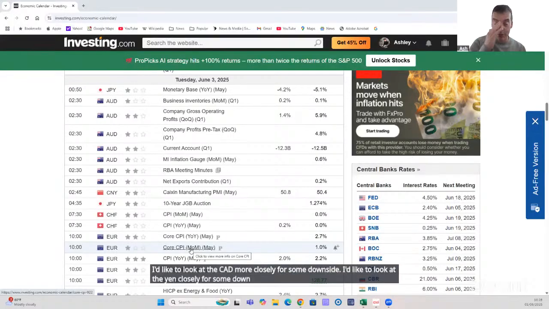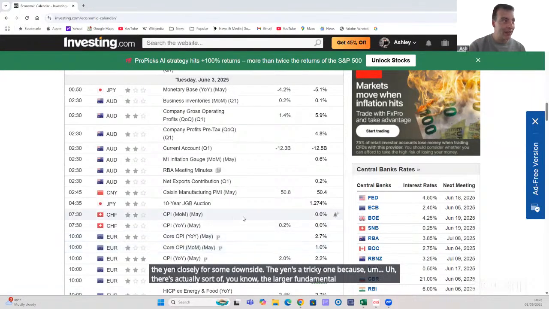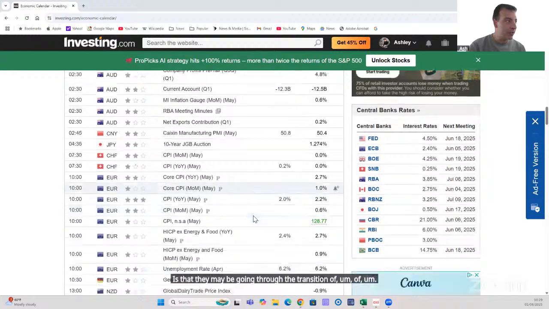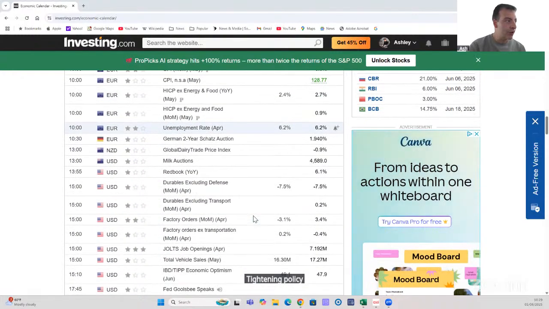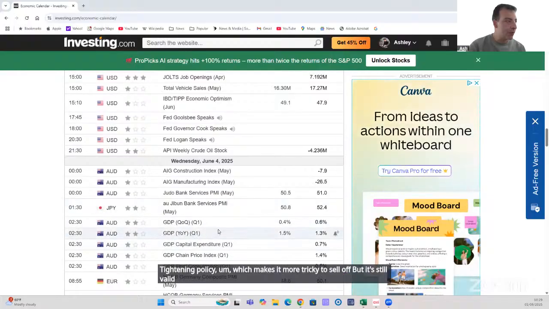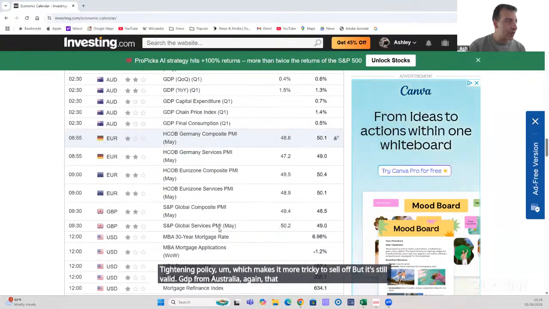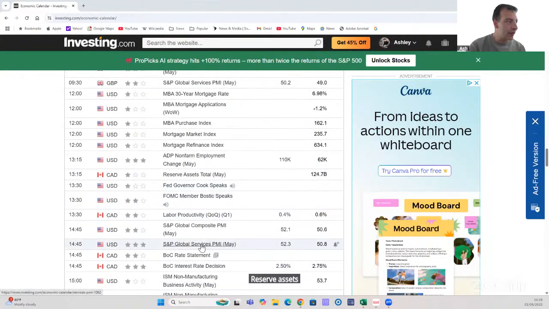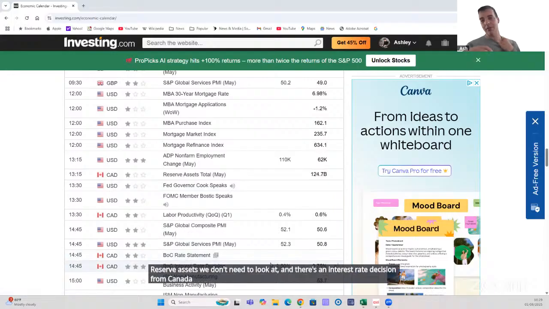The yen's a tricky one because the larger fundamental picture from Japan is that they may be going through the transition of tightening policy, which makes it more tricky to sell off. But it's still valid. GDP from Australia again, that might push that one into the foreground. Reserve assets we don't need to look at. And there's an interest rate decision from Canada. So big numbers coming out.